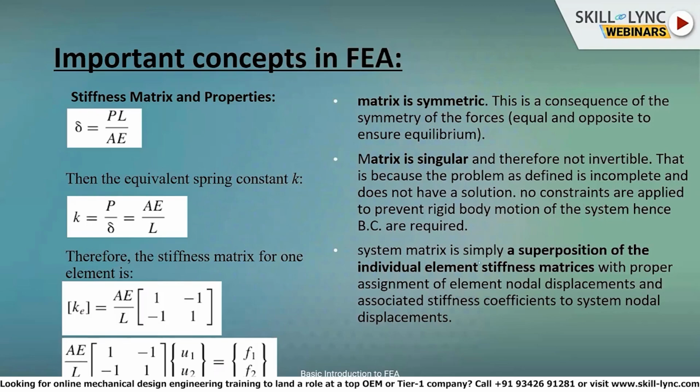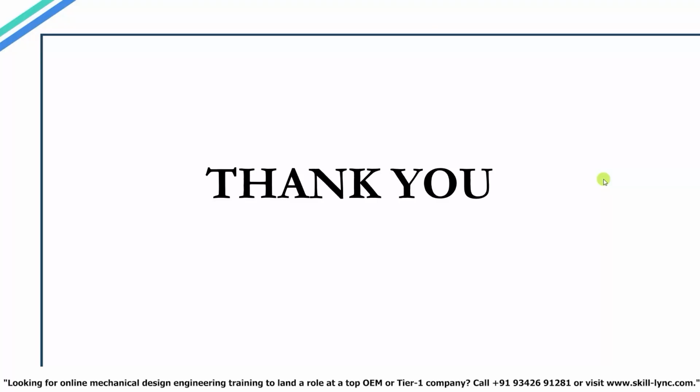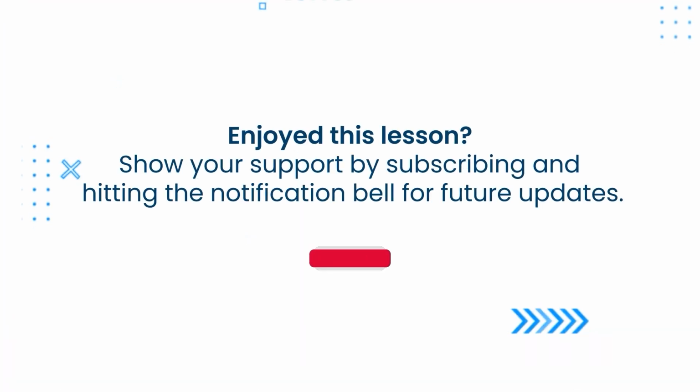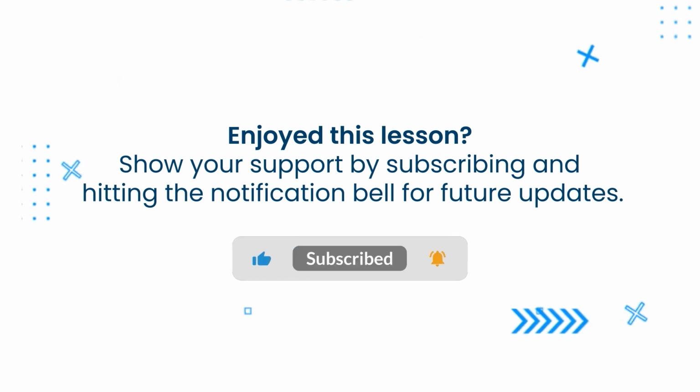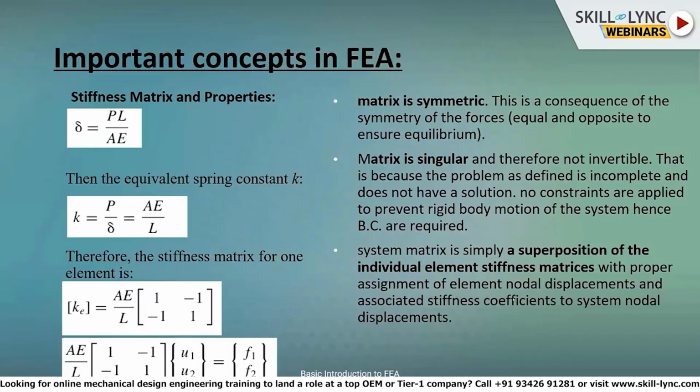Then the system matrix is simply a superposition of individual element stiffness matrices with the proper assignment of element nodal displacements and associated stiffness coefficients to system nodal displacements. These are the properties of the stiffness matrix.